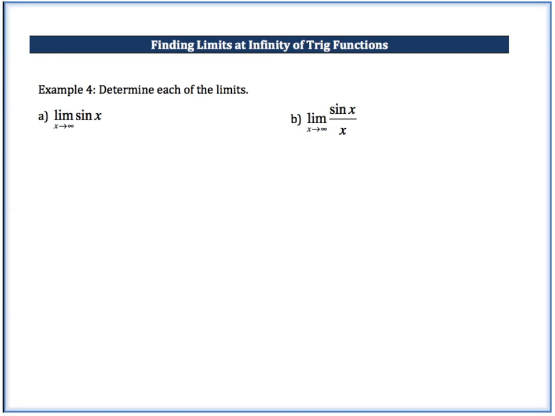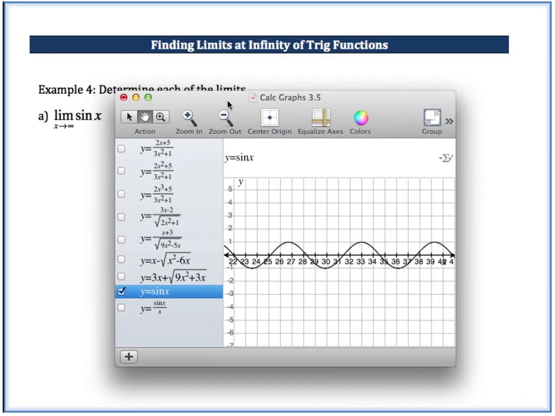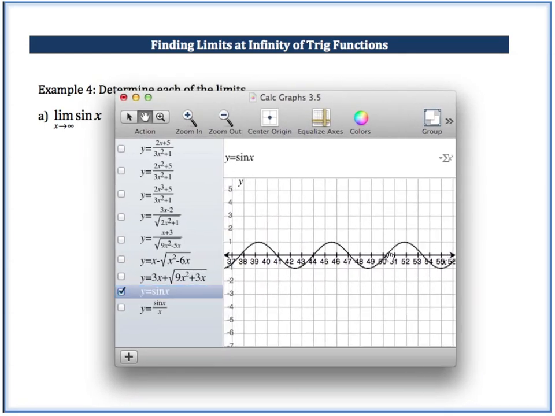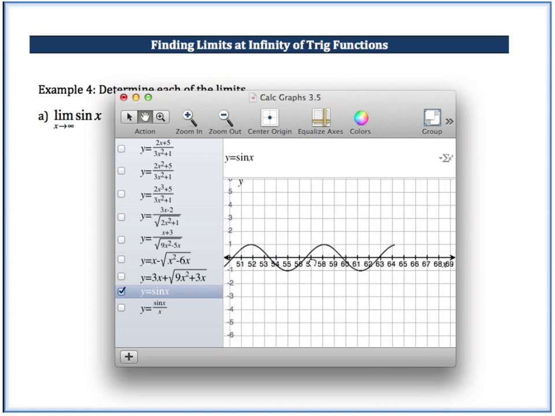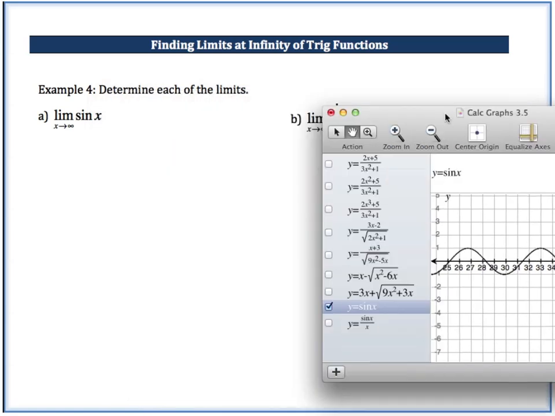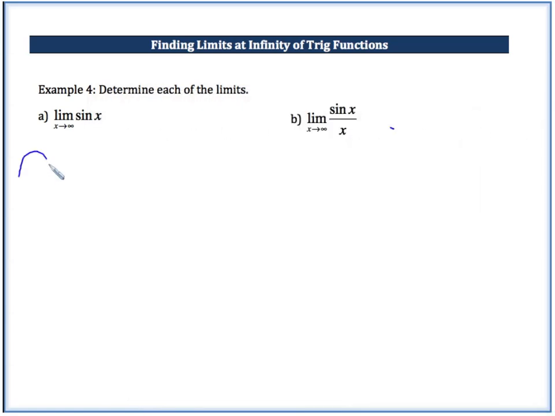Now we want to be able to find limits at infinity of trig functions. So here we have the limit as x approaches infinity of sine of x. Now if we look at the graph of sine of x, we can see that it just keeps oscillating between -1 and 1, and so there's really no horizontal asymptote to the sine of x. So this just keeps going up and down.